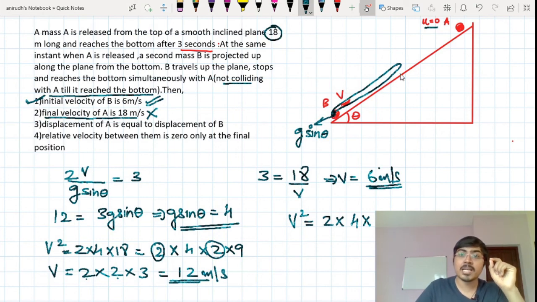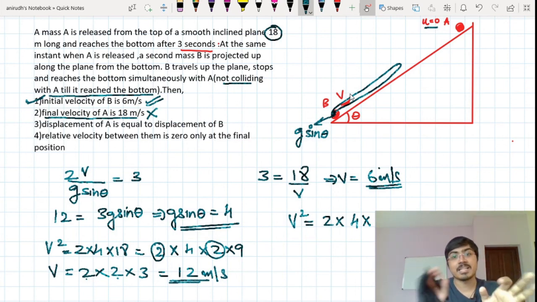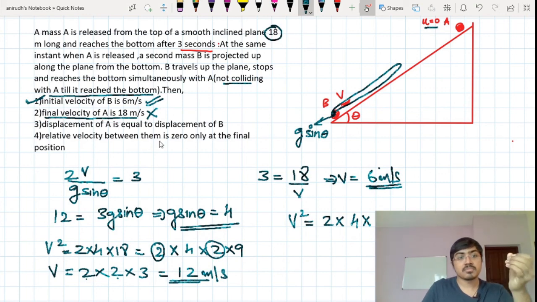It comes all the way up, to the same initial point. So the net displacement traveled by it is equal to 0 because the initial position and final position are the same. So displacement of A is not equal to displacement of B. Displacement of A is 18 meter, displacement of B is 0 meter.